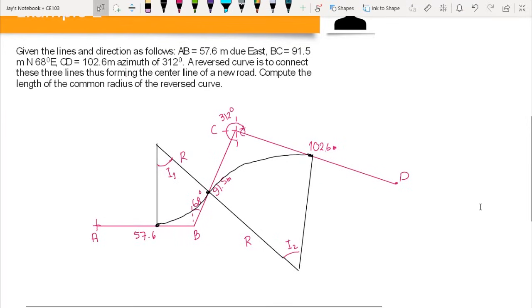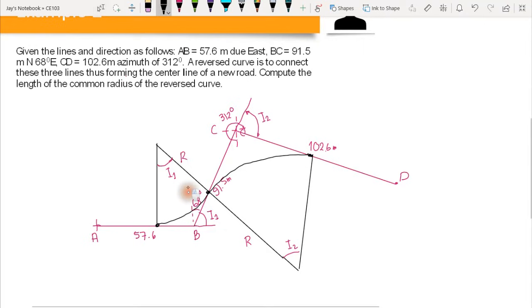Okay, so our goal here first is to compute for the central angles or the angle of intersection. So how are we going to do that? Now we know that if we have I1 here, the value of the angle at point B is equal to I1. And the same with the angle at point C, which is also the angle of intersection 2, or I2 here. Now we can compute I1 by just looking at point B.